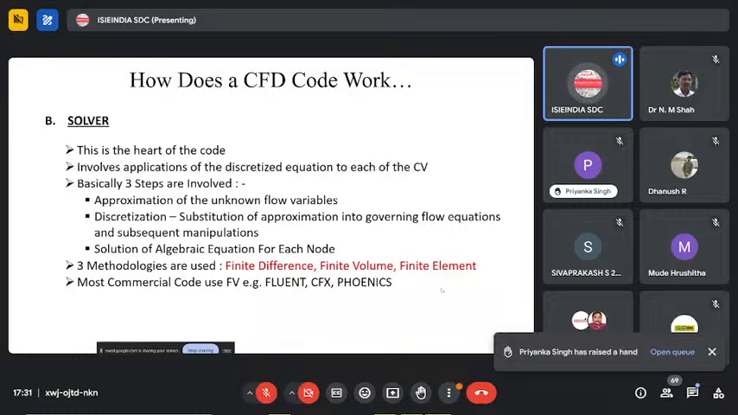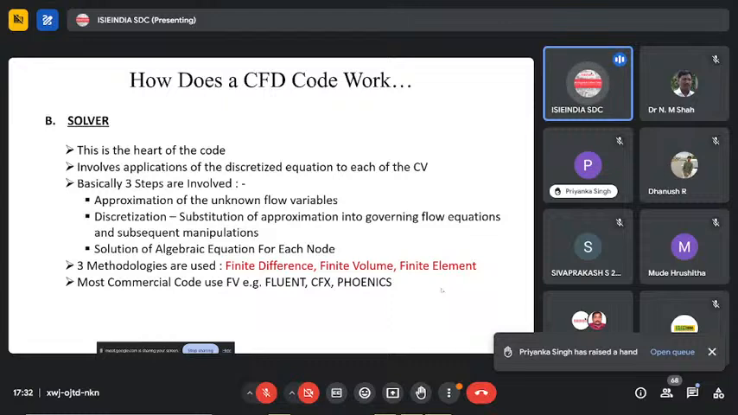If we go for the finite volume method, this is the most commonly used method in commercial CFD software, like Fluent and CFX. How does it work? It involves integrating the governing equations over each control volume, which ensures that the conservation of mass, momentum, and energy is applied over the whole control volume. This method is highly flexible and well suited for complex geometry.